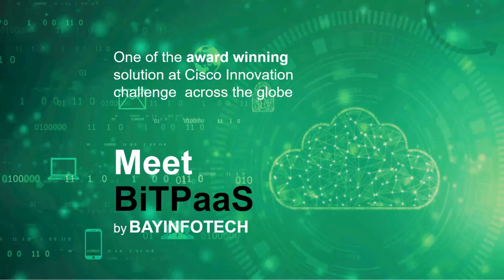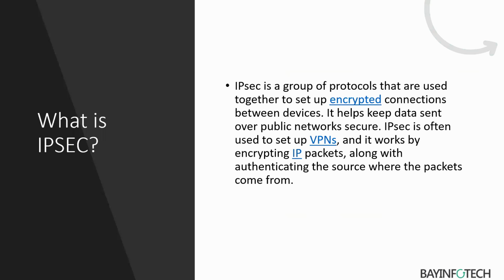Let's begin by giving you a quick overview of Internet Protocol Security, referred to as IPsec. So what is IPsec? IPsec is a group of protocols that are used together to set up encrypted connections between devices. It helps keep data sent over public networks secure. IPsec is often used to set up VPNs, and it works by encrypting IP packets, along with authenticating the source where the packets come from.